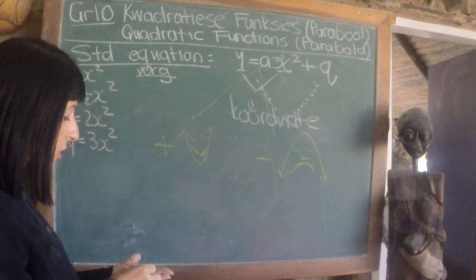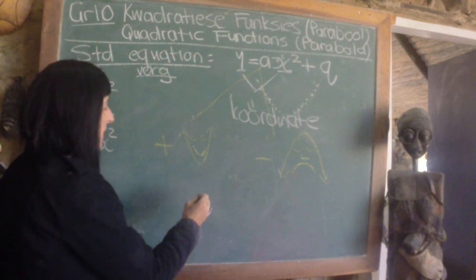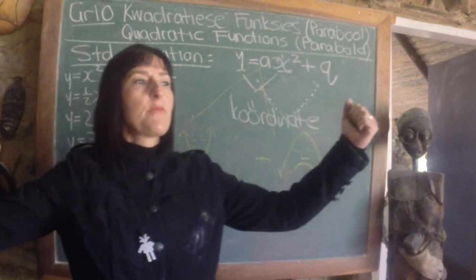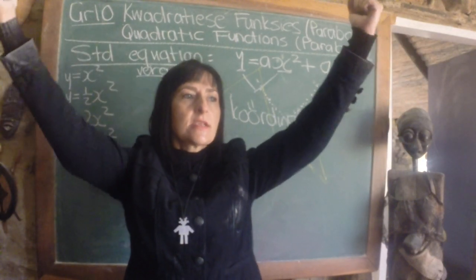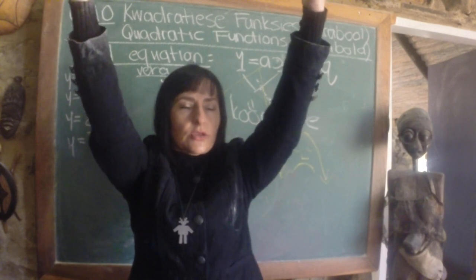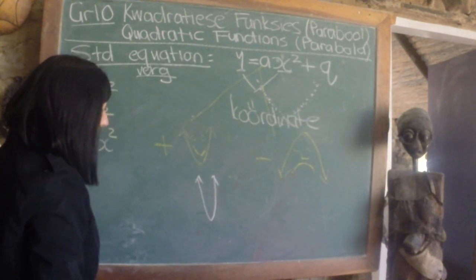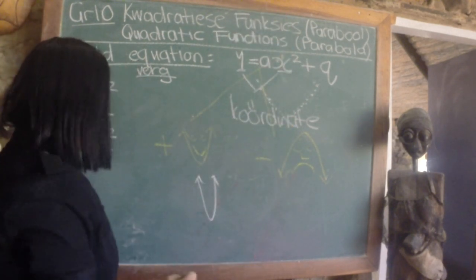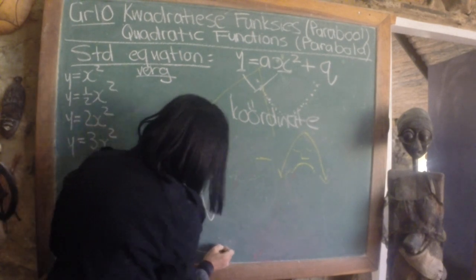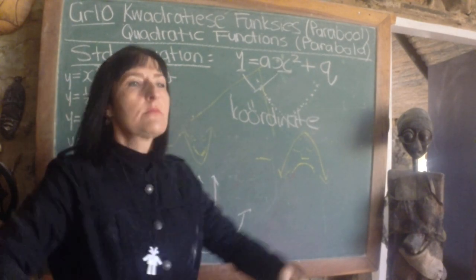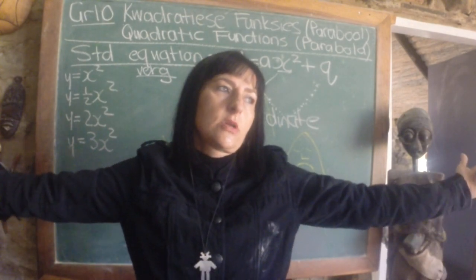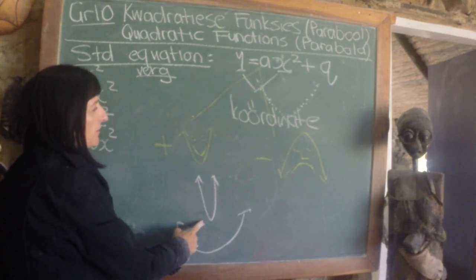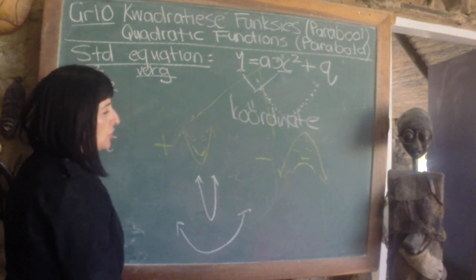As A baie groot is, if A is very big, then the very big power pushes the legs of the parabola closer to each other. As A baie groot is, dan druk die arms van die parabool nader aan mekaar. As A baie klein is, dan gaan lê daai arms sommer plat. Want dan is daar nie 'n krag wat hulle nader aan mekaar druk nie. So this is where A is very big, this is where A is small.